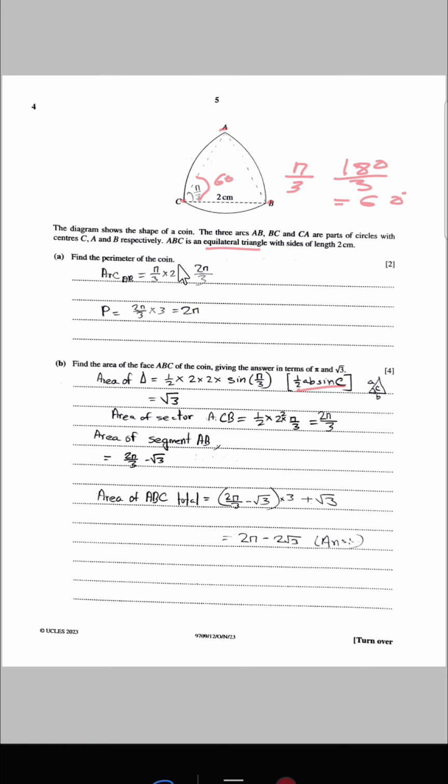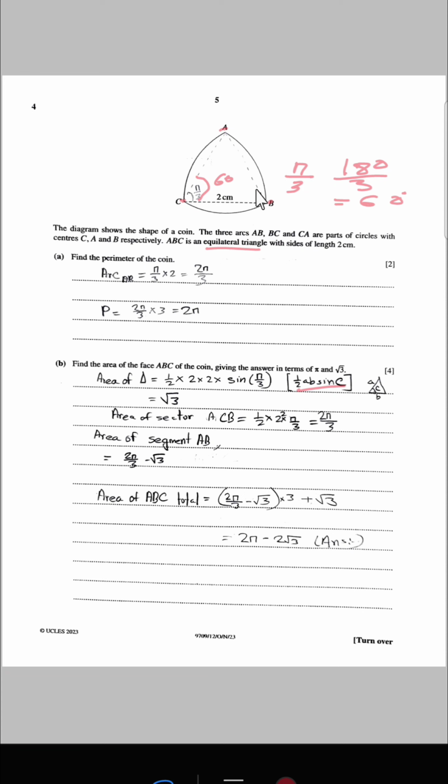We need to find the perimeter of the coin. To find the perimeter of the coin, we need to find the arc length of any arc and then multiply by 3 to find the perimeter. Then we need to find the area of the coin. So we need to first find the area of the sector, then subtract it from the area of the triangle to find the area of any of these segments.